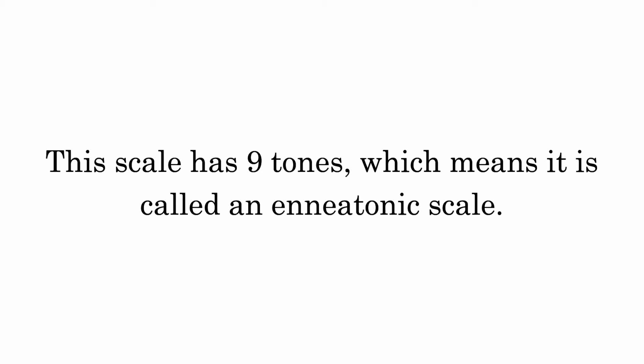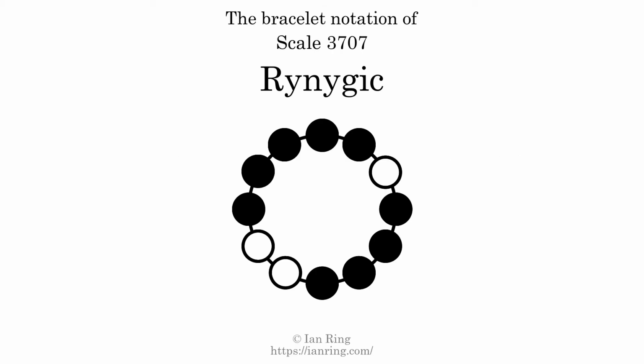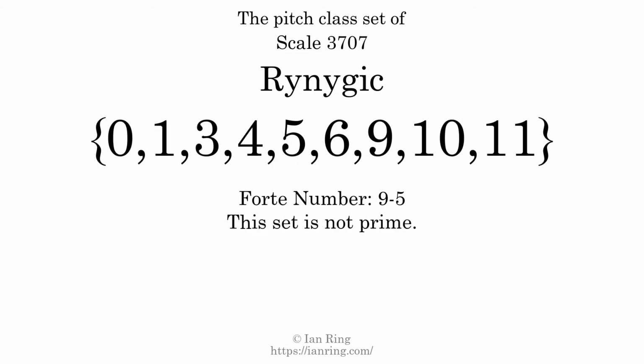This scale has 9 tones, which means it is called an enneatonic scale. This is a bracelet notation diagram of scale 3707. The shaded circles represent tones that appear in the scale, and they are read clockwise, starting at the top. The pitch class set for this scale is 0, 1, 3, 4, 5, 6, 9, 10, 11.